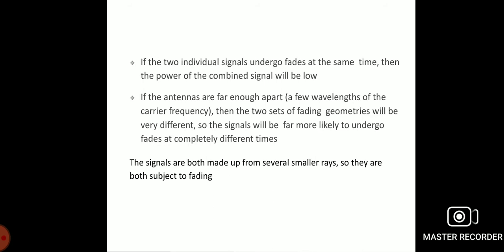If the two individual signals undergo fading at the same time, then the power of the combined signal will be low. If the antennas are far apart, then the two sets of fading geometry will be very different. So the signals will be far more likely to undergo fading at completely different times. Then the signals are both made of several smaller rays, so they are both subject to fading.